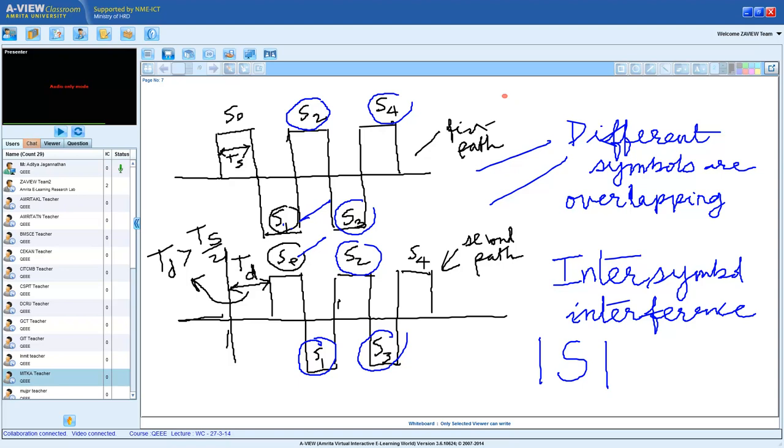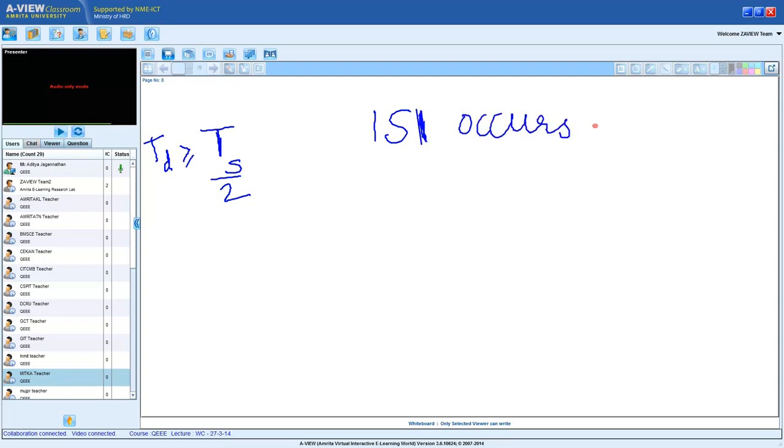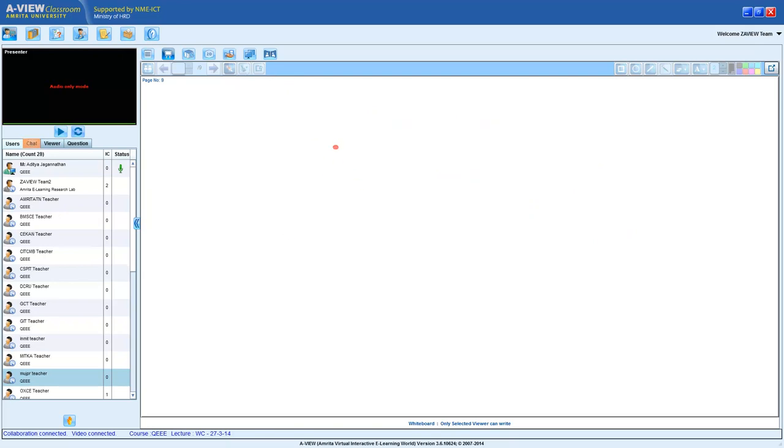And when does inter-symbol interference occur? It occurs when TD, the delay spread, is greater than or equal to TS by 2. So ISI occurs when TD is greater than or equal to TS by 2. Now let me show you something very interesting and remarkable. So we have seen the ISI condition: ISI when TD is greater than or equal to TS by 2.